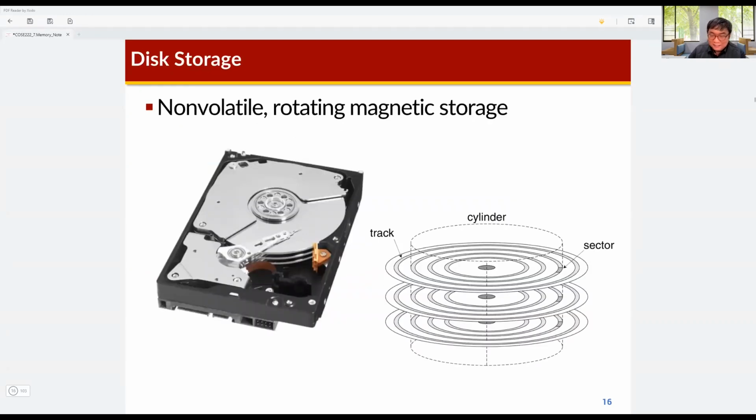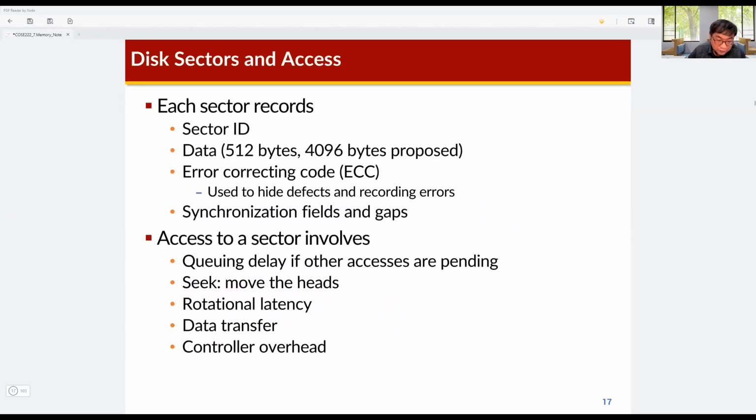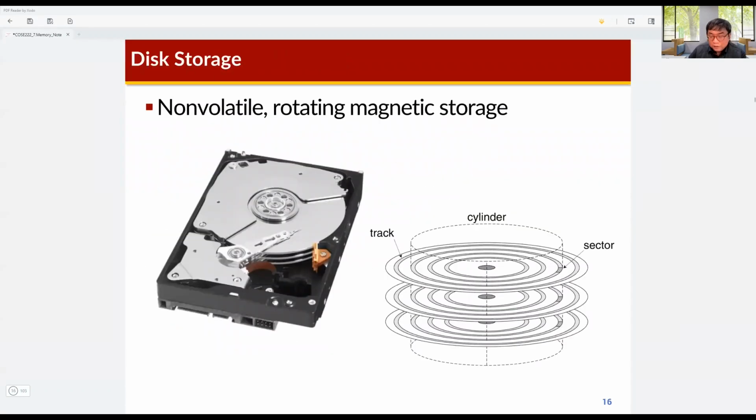Okay, and then disk. The disk is the hard disk drive, which uses a magnetic disk as the main storage media, and this magnetic disk looks like a plate. That's why this disk is called the platter. Actually, the data is stored on the surface of this platter.